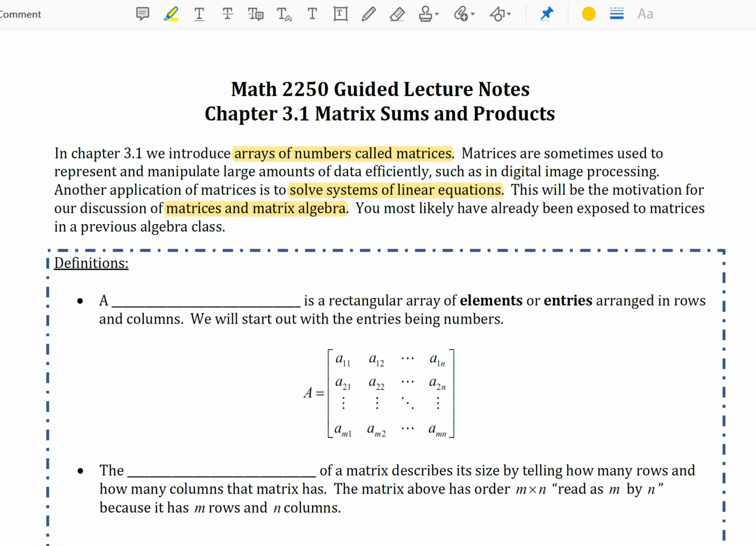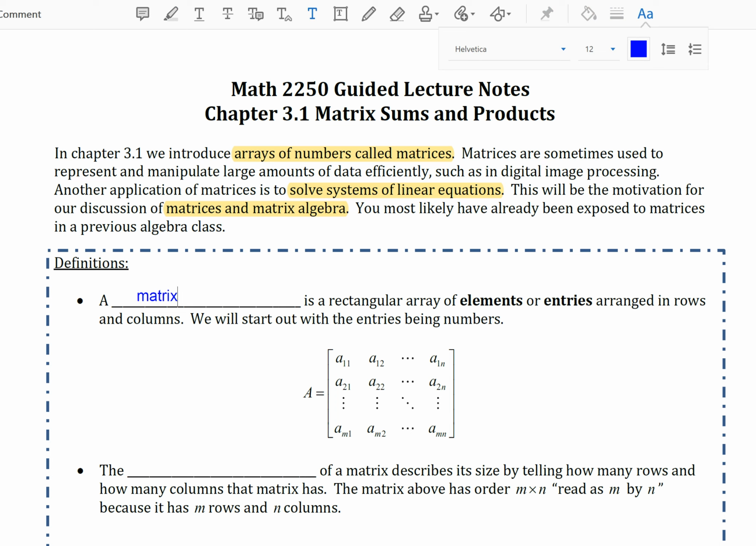You most likely have already been exposed to matrices in a previous algebra class. Thus, our look at Chapter 3.1 will be to review and reinforce some of those ideas that you will have already seen. Let's get started by looking at some definitions.